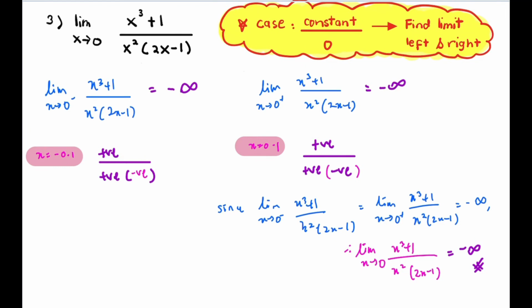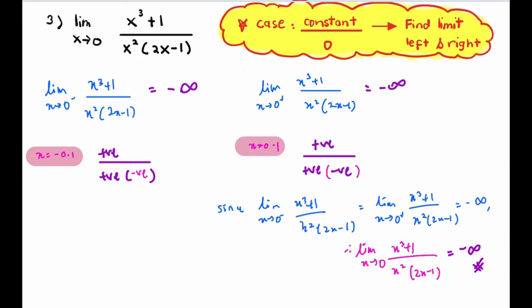Now let's proceed with question number 3. This is the function, so let's check. Let's put in a value of x equal to 0. Your numerator is 1. And for your denominator, 0 times any value here will give you 0. So this is the case, obviously, where you have constant over 0. Let's check the limits from left and right to decide what the answer is.